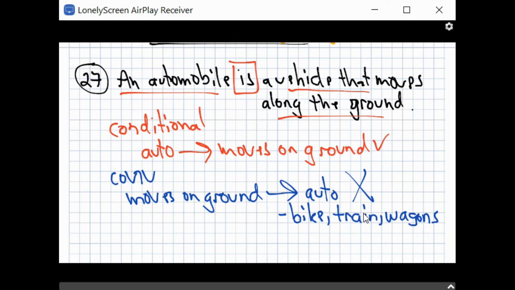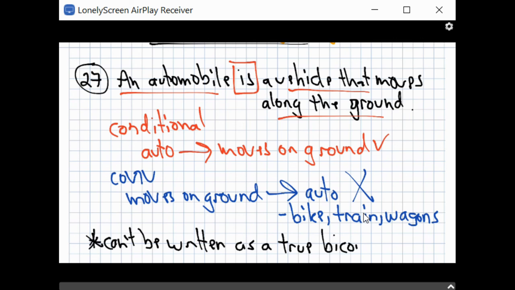And the way I would summarize this is I would just say it can't be written as a true biconditional. Okay, so that's how you would want to evaluate your definitions. All righty, good luck on 2.4 and reach out if you have any questions. Good luck.